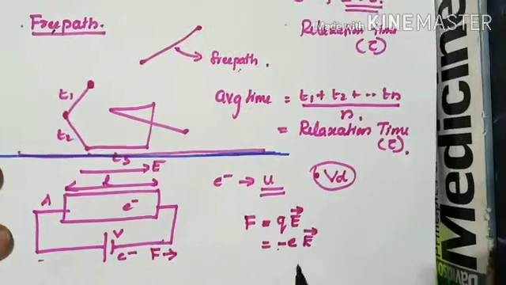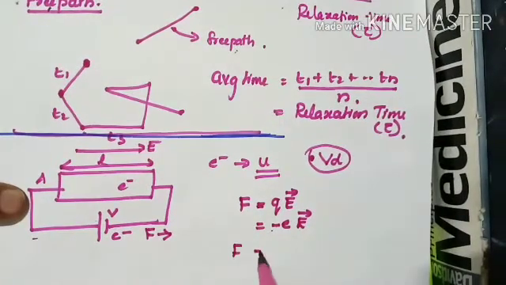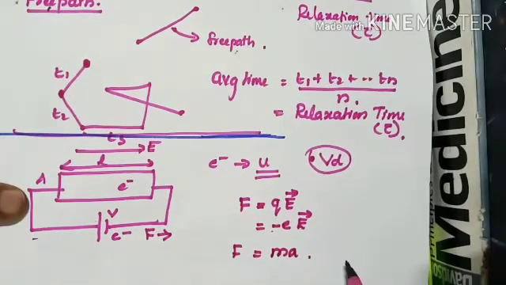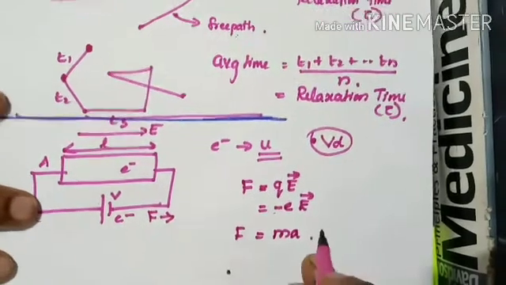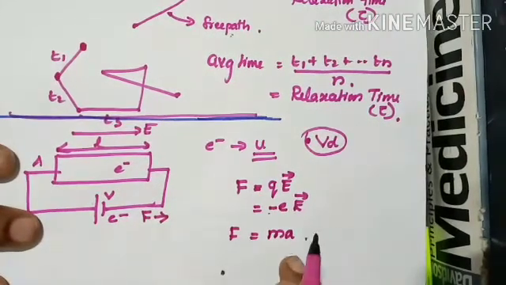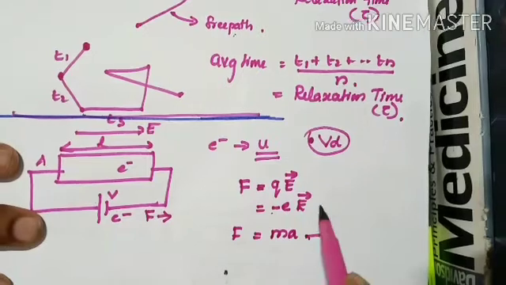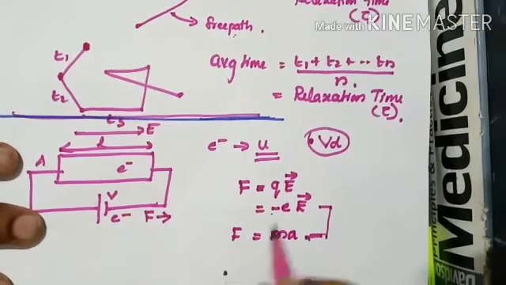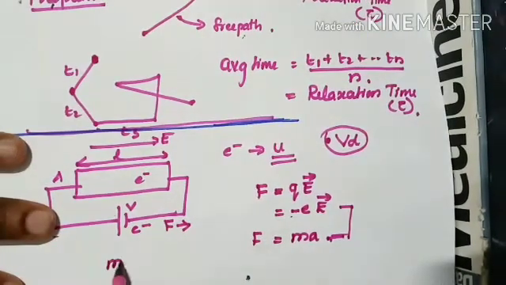Similarly, there is an expression for force which is F is equal to ma. This much you know from class 9 itself. So there are two expressions for force. I am going to equate them, that is ma is equal to minus eE.